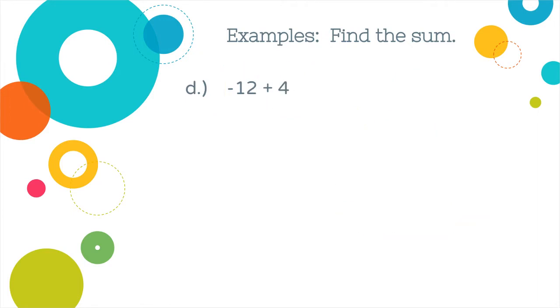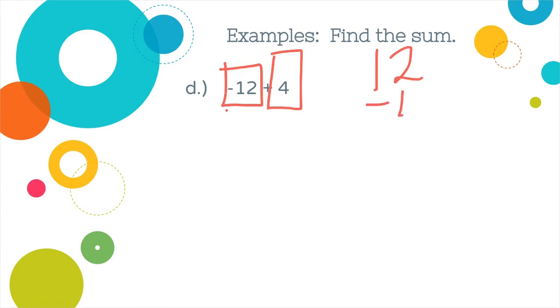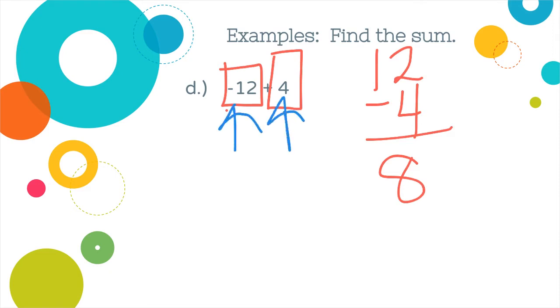Letter D, -12 plus 4. You have a -12 and a +4. They're different signs, so you need to subtract. 12 is the bigger number, so you subtract 12 minus 4, and you get 8. Now you have to look at these numbers. Which one's bigger, 12 or 4? 12 is bigger, so you take the sign that's in front of the 12, and that goes in your answer, so your answer is -8.